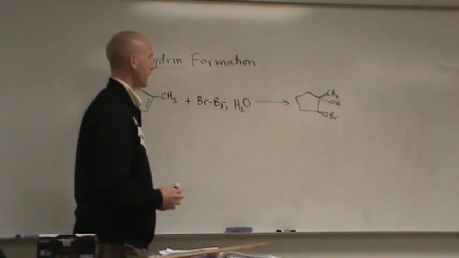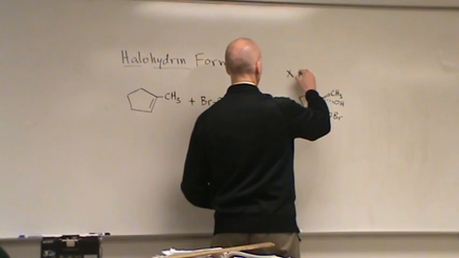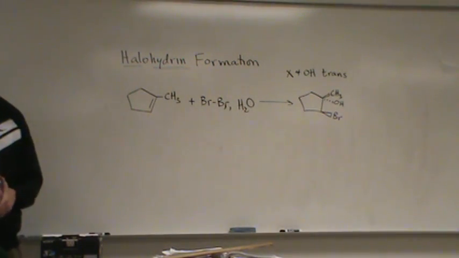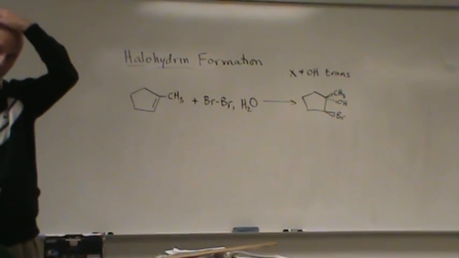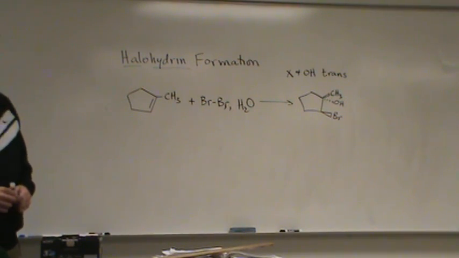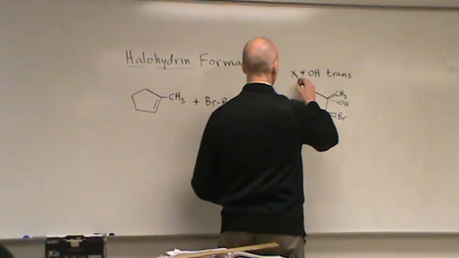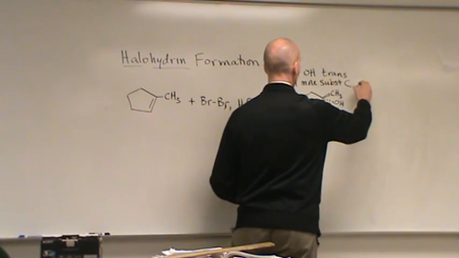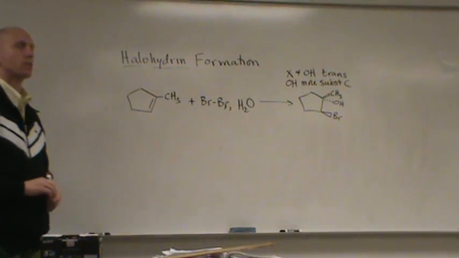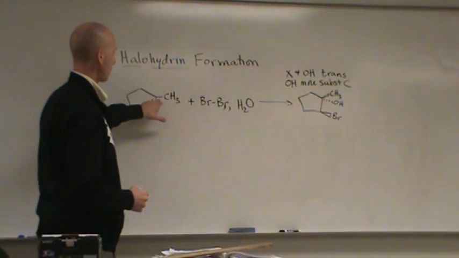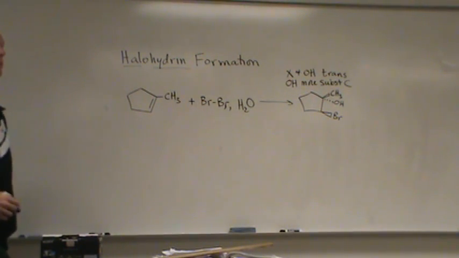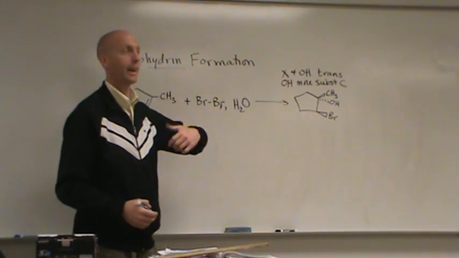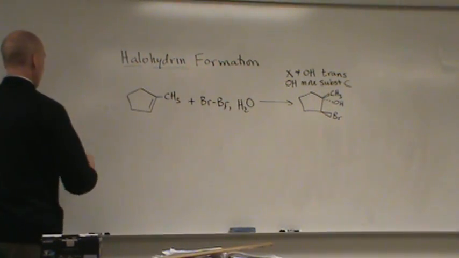So halohydrin is where that name is. The second characteristic about this is that X and OH end up trans to each other. Okay? The X in this case is the bromine. And what's the third characteristic about it? The OH ends up on the more substituted carbon where the double bond is. So in this case, it ended up here, and the bromine was on the less substituted. Okay? So those are the three characteristics of the product that you want to remember. Now, let's see how that forms. Okay, so let's look at the mechanism.